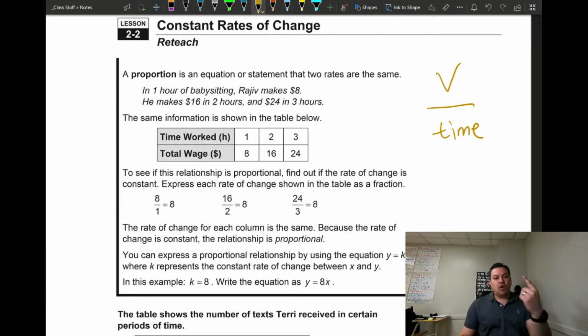So in 1 hour he makes $8, and now we should be able to find out if he works 40 hours, how much money he's going to make. It's just going to be a constant rate of change, and we can do it in different ways. We can do it in word problems, we can do it in graphs, and we can do it in tables. For today, we're going to be focusing on tables. Later on, we're going to be focusing on graphs. I will link the videos once I have those ready for you.